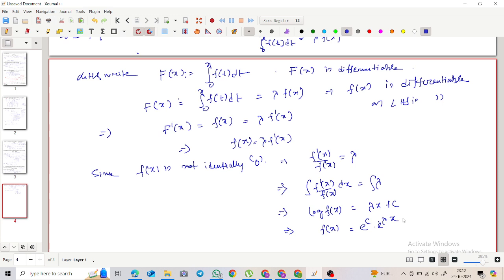But can we evaluate c? Can we evaluate c? What is f(0)?